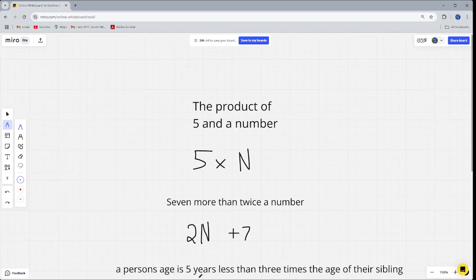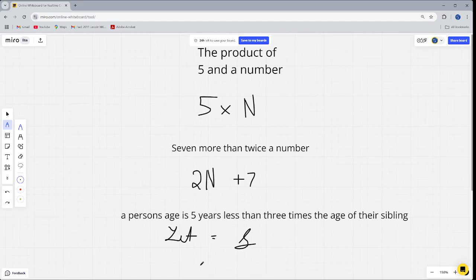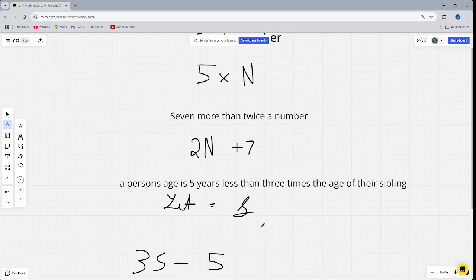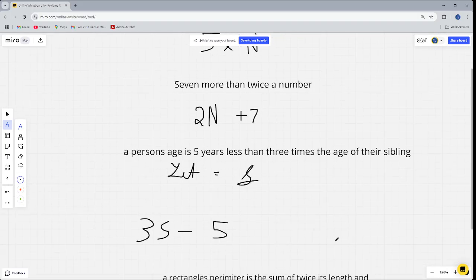Next one, a person's age is 5 years less than 3 times the age of their sibling. This one's a little bit more complex and more akin to something you'd see in your course, but it's very similar in how we address it. A person's age is 5 years less, so we know we're going to have a minus 5. And what is it 5 years less than? It's going to be 5 years less than 3 times the age of their sibling. We don't know how old the sibling is, so we're going to do 3s, right? And if we scroll down, we'll see that the equation will let the sibling's age be s, and then 3s minus 5 will give us our equation.